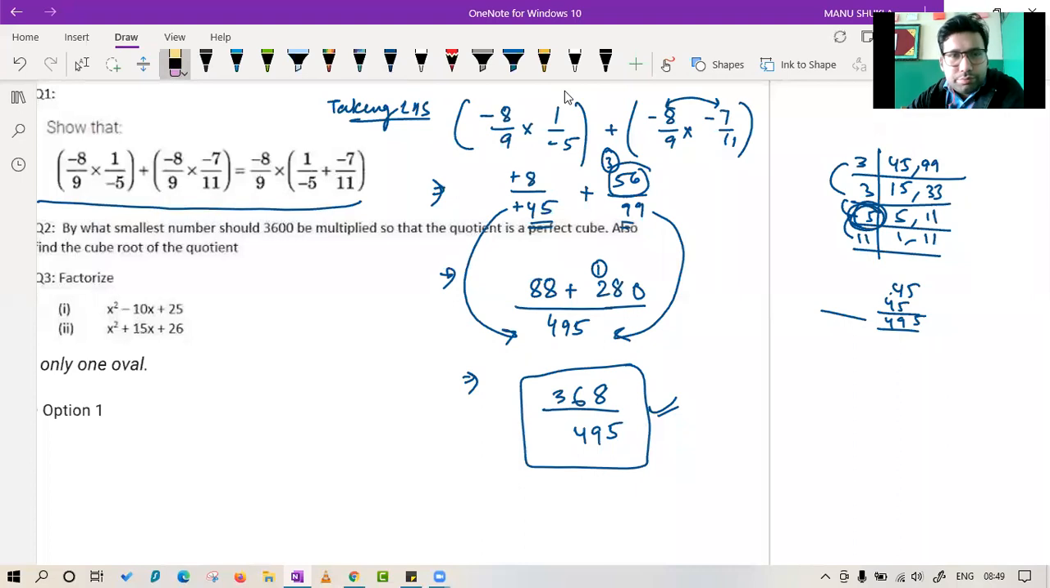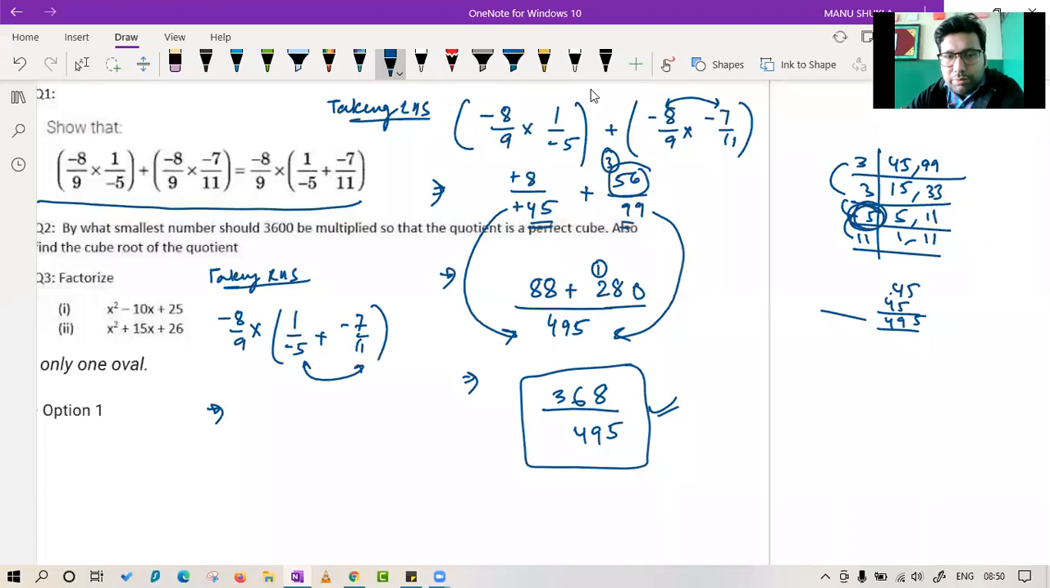Let's start the right hand side now. So taking RHS, we will get minus 8 upon 9, 1 upon minus 5, this is plus minus 7 upon 11. Now let's solve this one. We all know we have to solve the bracket first. Please solve the bracket first and tell me what is the LCM of 5 and 11. I can put the negative sign above also. You remember this thing.